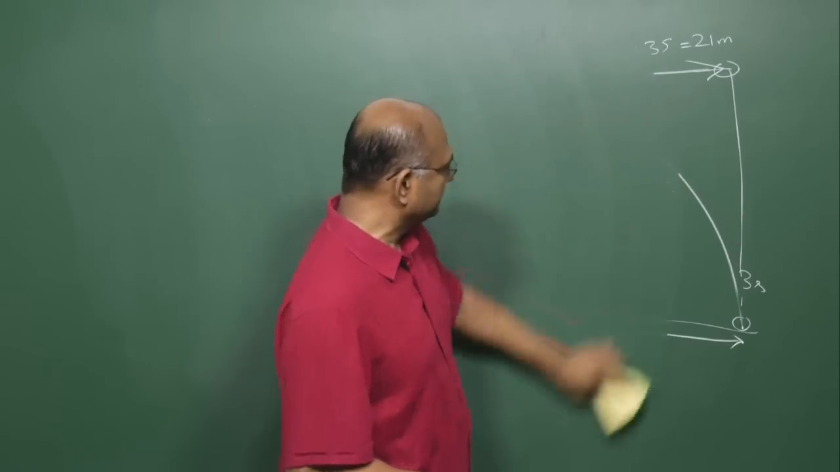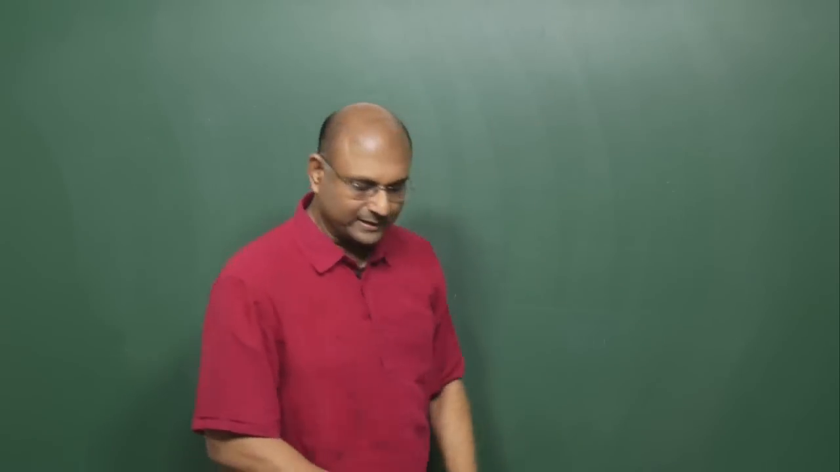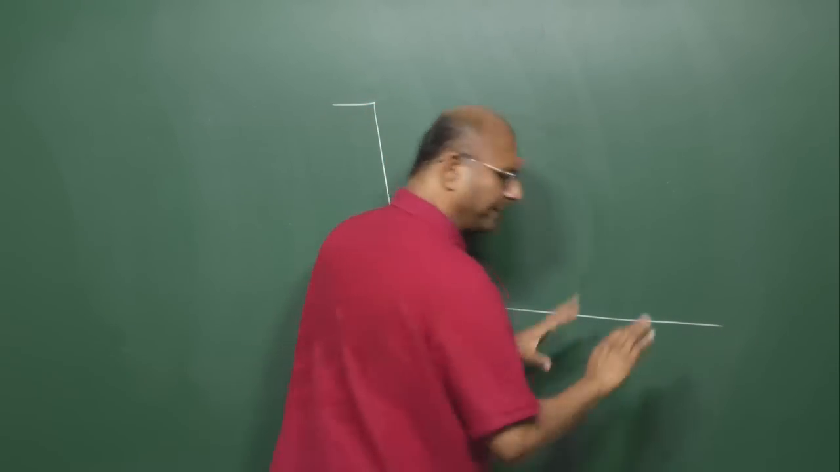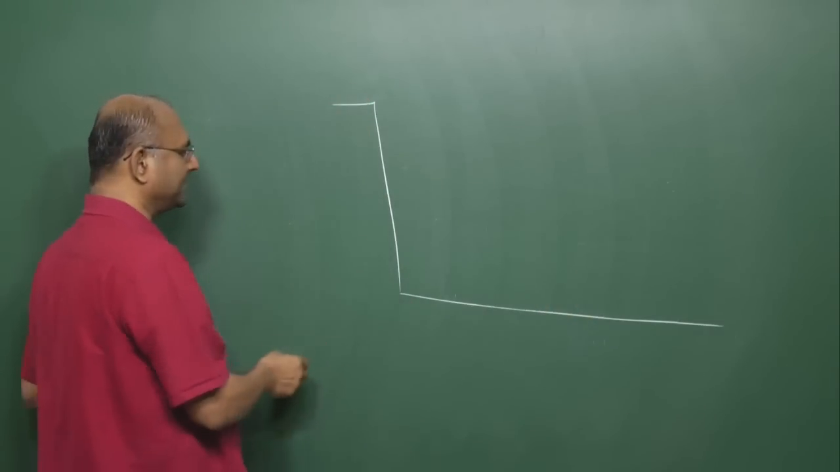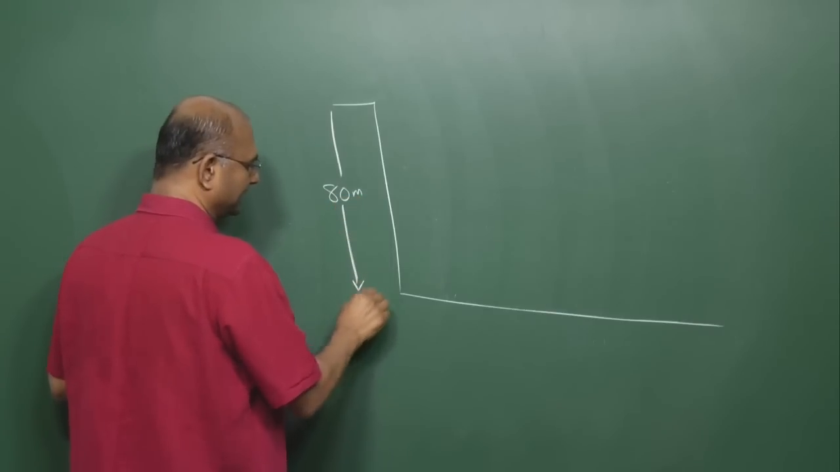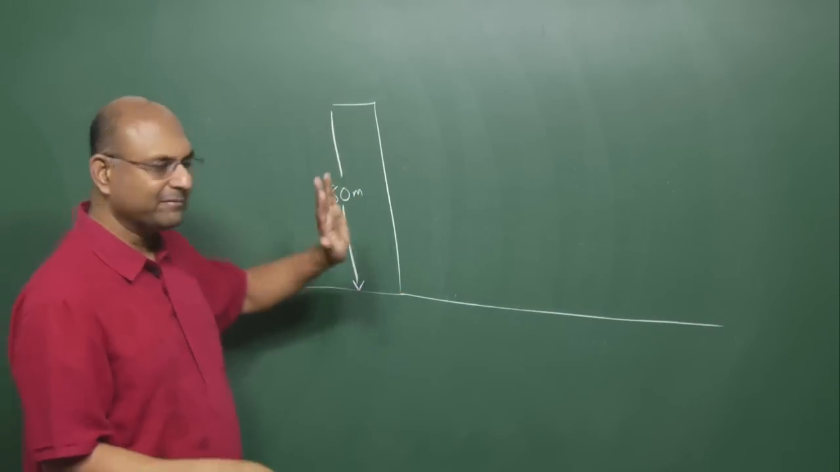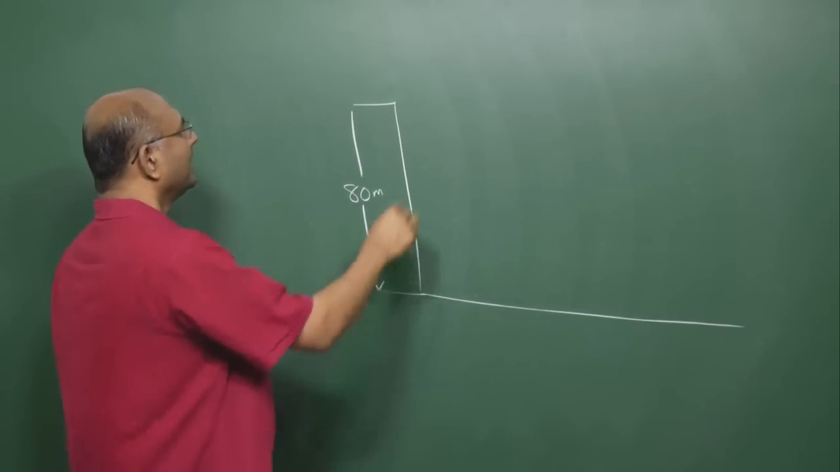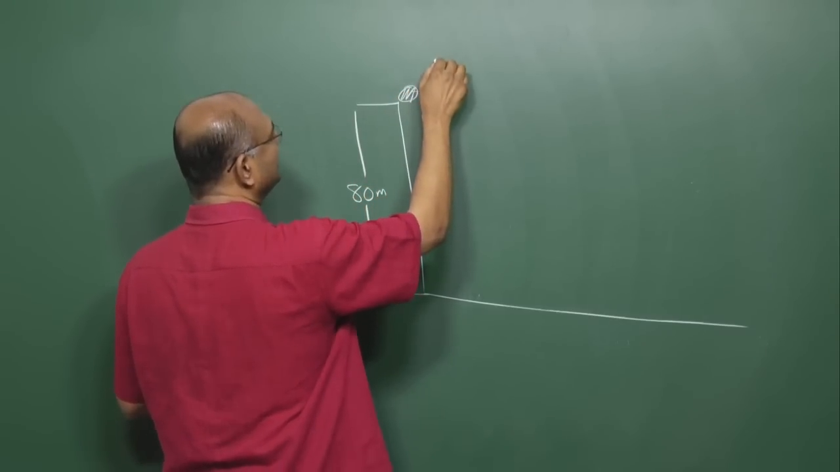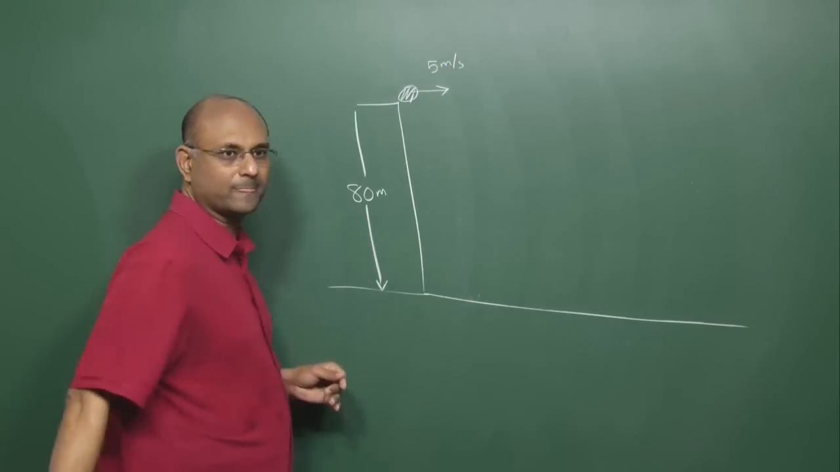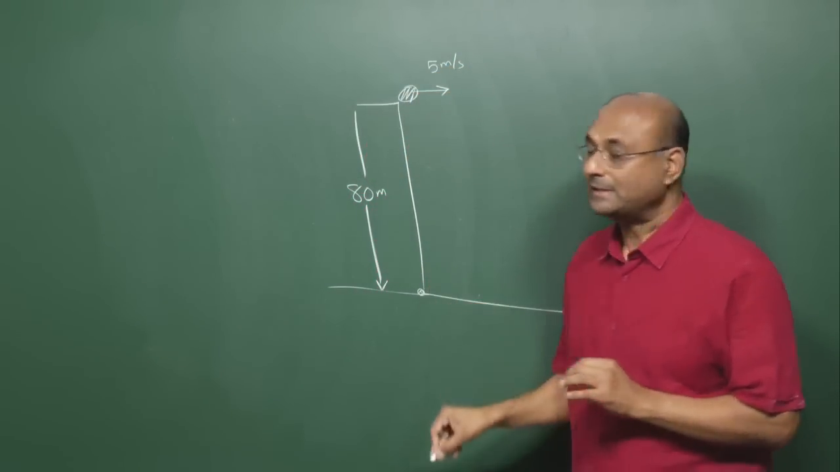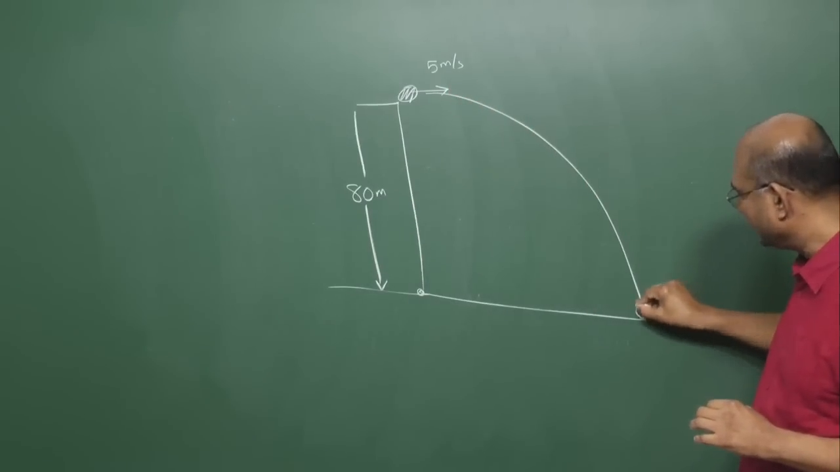I am now going to look at this question, asking it in a slightly different way. The same question, but the numbers are changed. The height of this building is 80 meters. We'll ignore air resistance, so this is an idealistic situation. From the top of this building, you take this ball and give it a velocity of 5 meters per second. How far away from the base will this ball hit the ground?